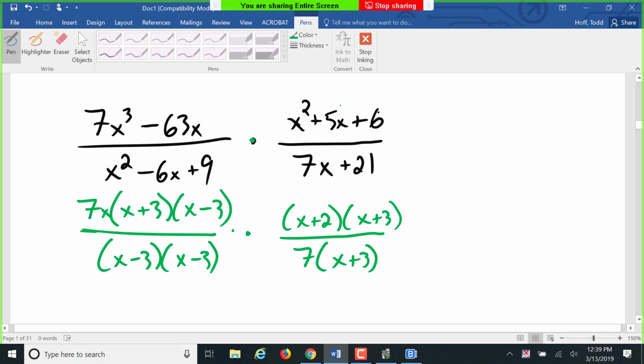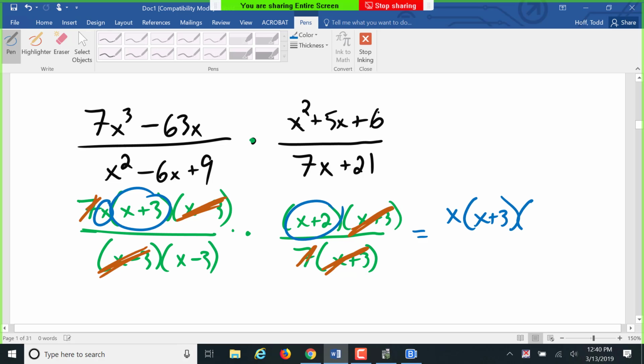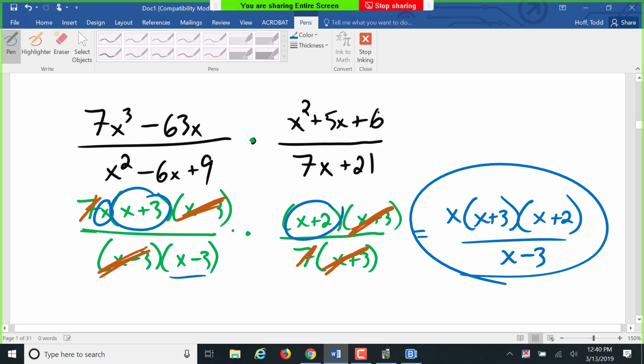So let's look at what we can cancel out here. Actually, a lot of things we can cancel out. I have an x minus 3 and an x minus 3 I can cancel out. I've got an x plus 3 and an x plus 3 within that fraction. That fraction could be reduced. Now I have a 7. Even though x plus 3 and x minus 3 are really close to the same, they are not the exact same, so we cannot cancel those out. So on top, we have x, x plus 3, and x plus 2. On bottom, we're left with simply x minus 3. So that is our result.